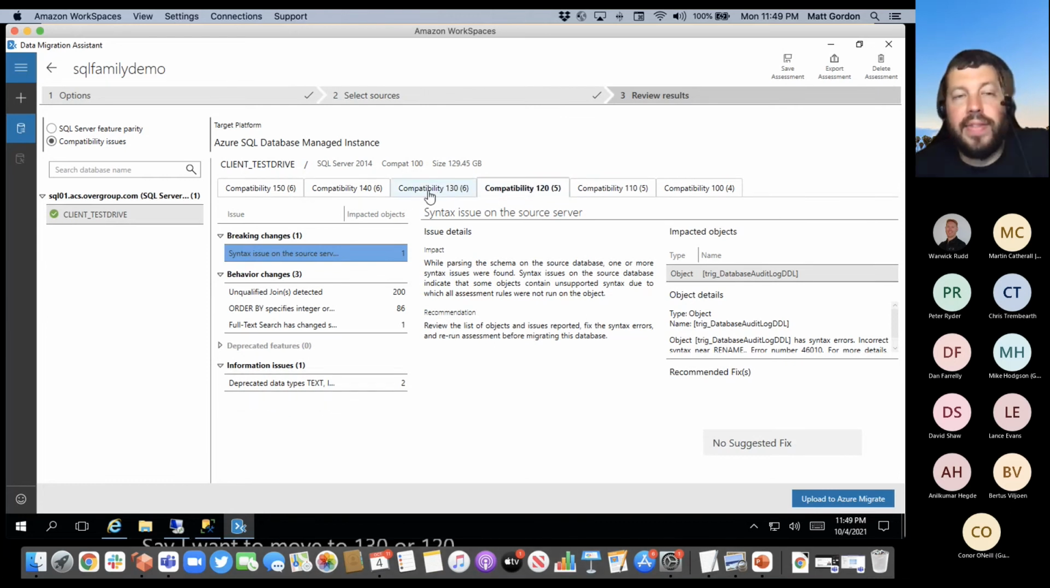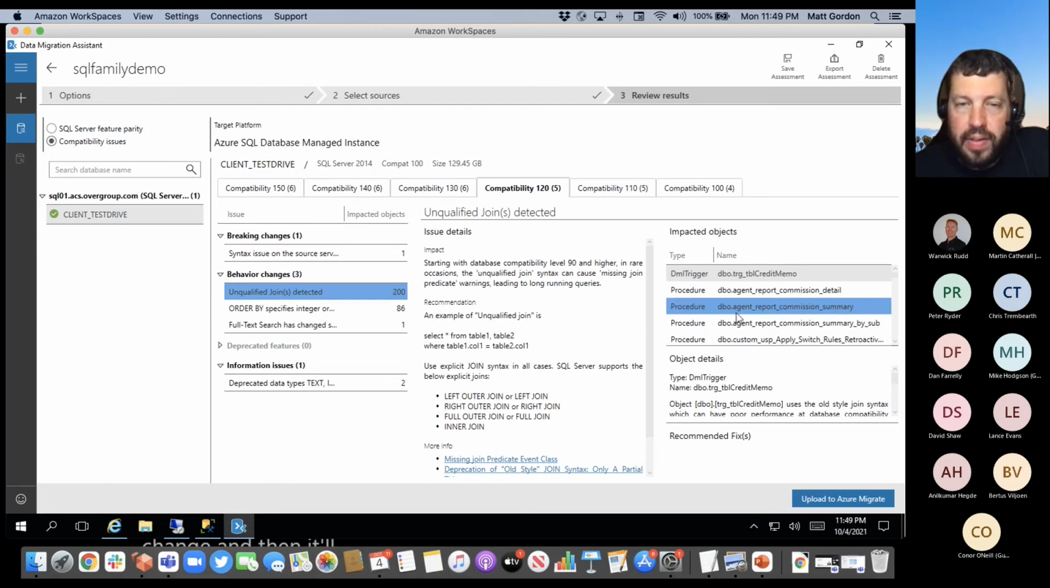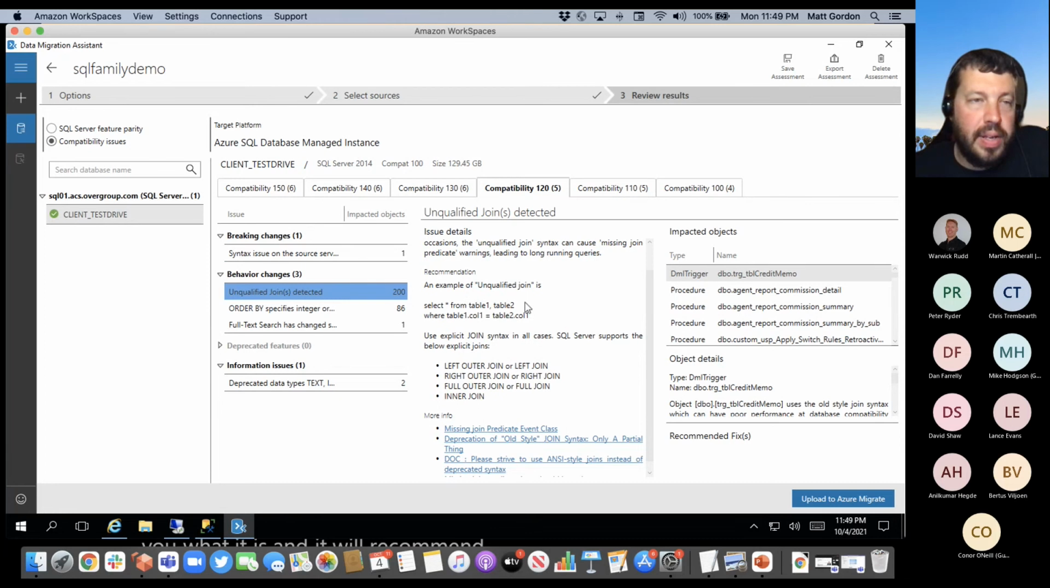It's going to tell me, well, on this version, here's a breaking change. Here's some behavior that is going to change. And then it'll show you where it is. It will tell you what it is, and it will recommend ways to work around it. Every database you migrate, you should run this against. It is supremely helpful.